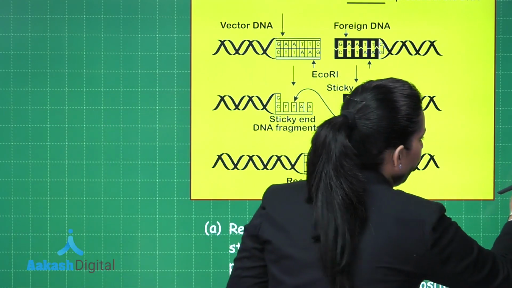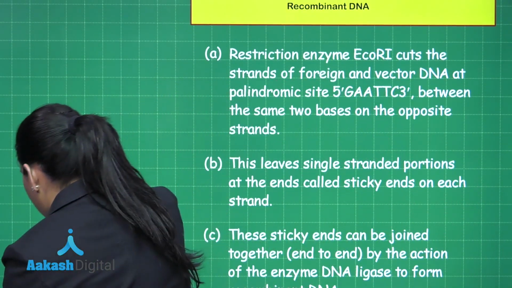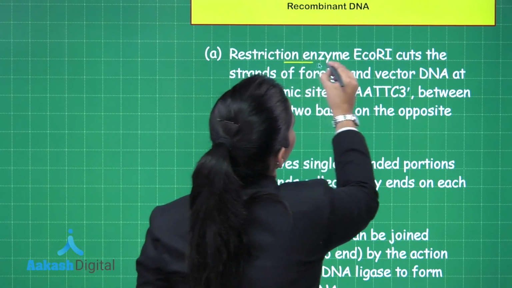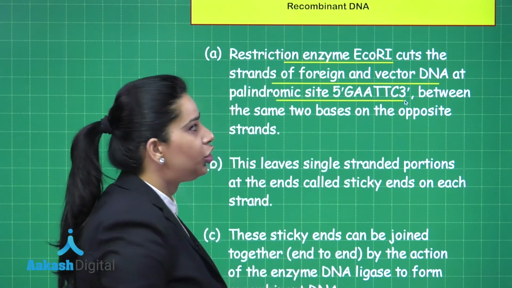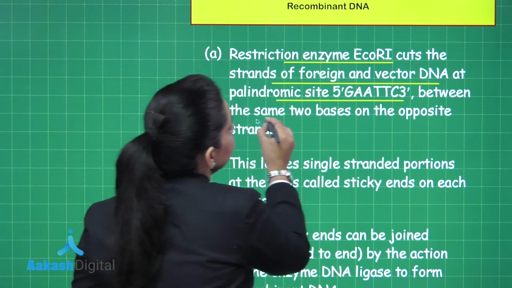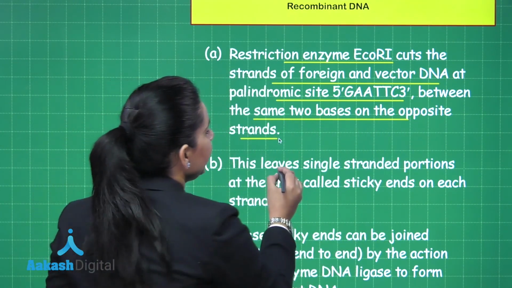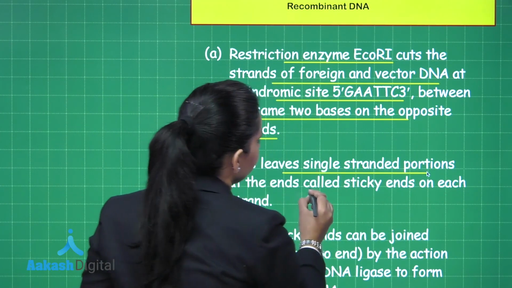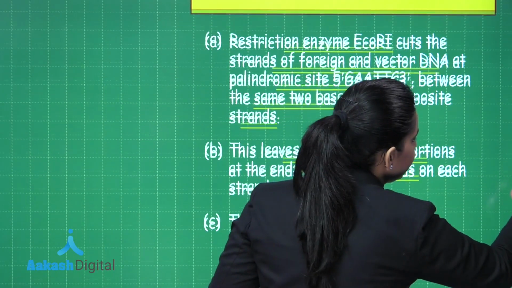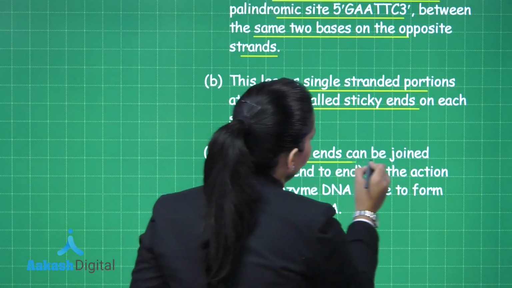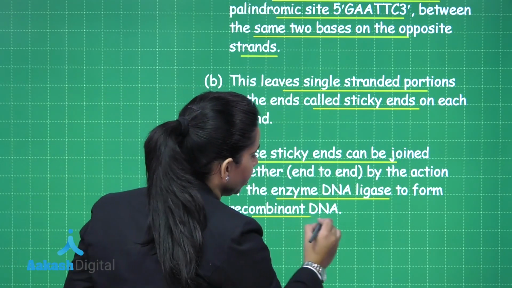So let's see the overview of this process that I just explained. Restriction enzyme EcoR1 cleaves the foreign and vector DNA at the palindromic site GAATTC between the same 2 bases on the opposite strands. And this restriction cleavage leaves single-stranded portions, which are called sticky ends, on each strand, and now these sticky ends are ligated with the help of DNA ligase to form recombinant DNA.